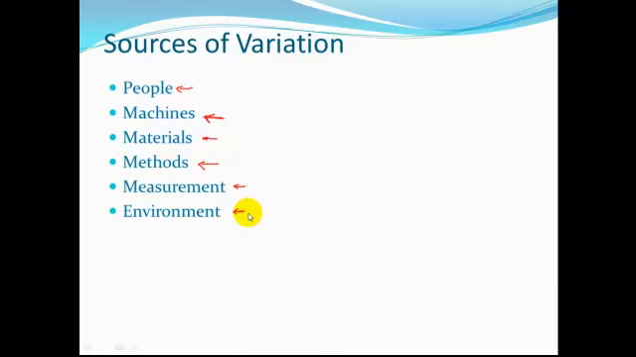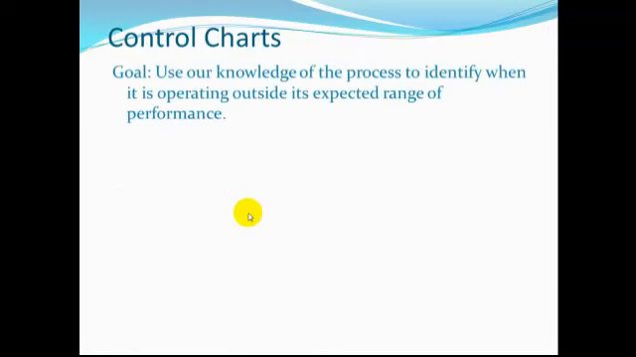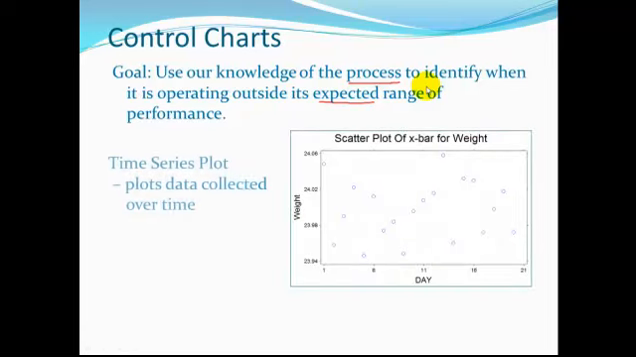So how do we do this? Well, we use our knowledge of the process, what we do, to identify when it's operating outside its expected range. We've talked a lot about expected range of performance. We've talked about expected in the context of a z-distribution. We know what to expect when we're working with a z-distribution. Well, we know what to expect when the process is working like it should. And so we're going to use something called control charts. A control chart is really just a time series plot. It's a scatter plot, except we're going to take a look at data collected over time.